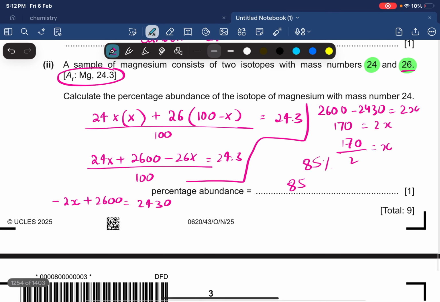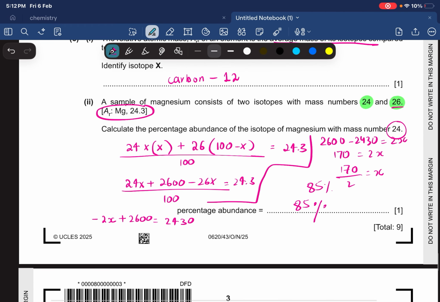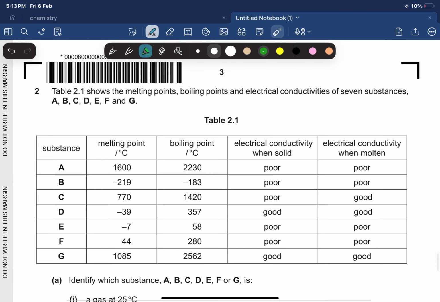You don't have to add a percentage sign over here for the 24 isotope, because for x we supposed x as the percentage abundance of the 24 isotope, right?